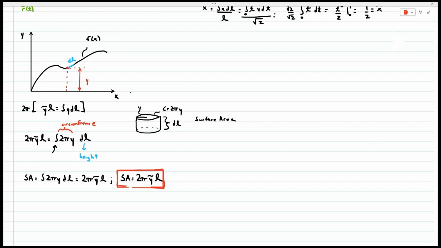This is called the first theorem of Pappus and Guldinus. The second theorem is related to areas.